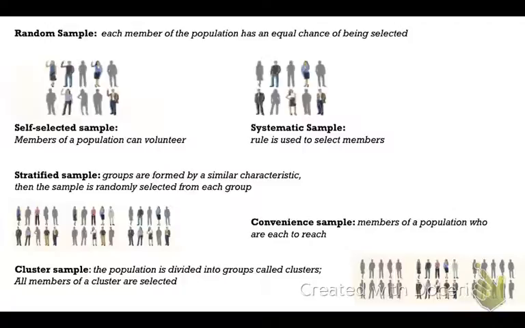You can also have what's called a stratified sample. So groups are formed by similar characteristics, then the sample is randomly selected from each group. You can have a convenient sample where members of a population are surveyed or talked to who are easy to reach. And then finally a cluster sample. So the population is divided into groups called clusters, and then all the members of that one cluster are selected. So these are just different ways that you can create a sample of a population.